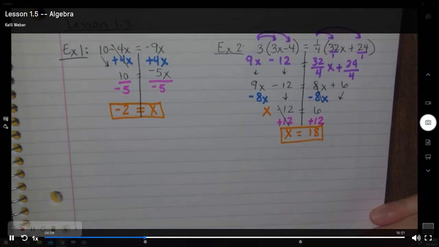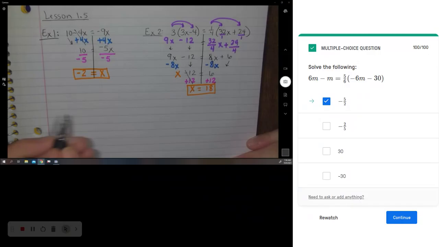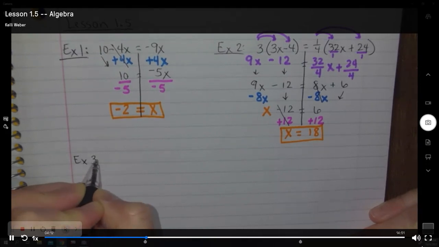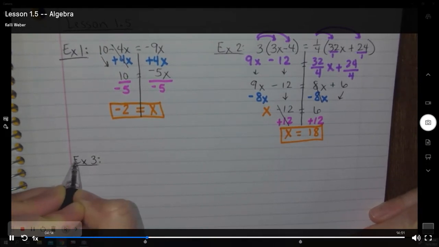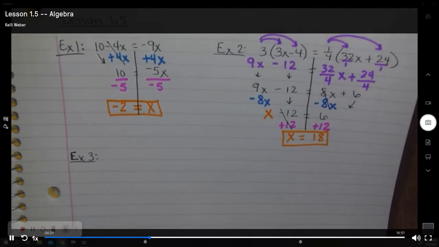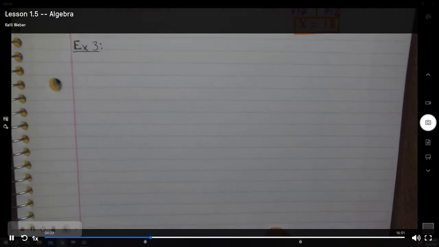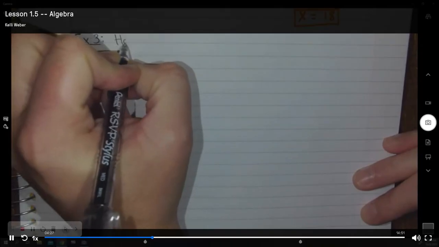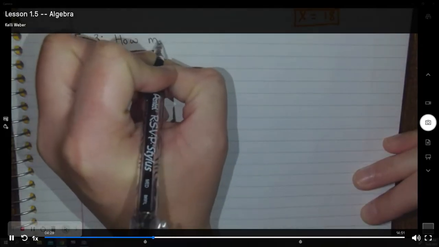Now, something that is a little bit different that we haven't really talked about yet is that equations can give us different amounts of solutions. So when we look at example 3, we're going to take a look at how many solutions we have for each of these problems. So how many solutions?